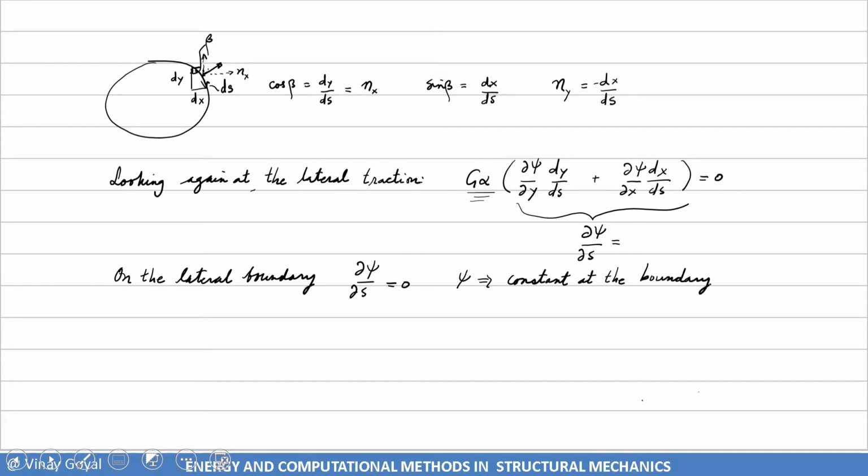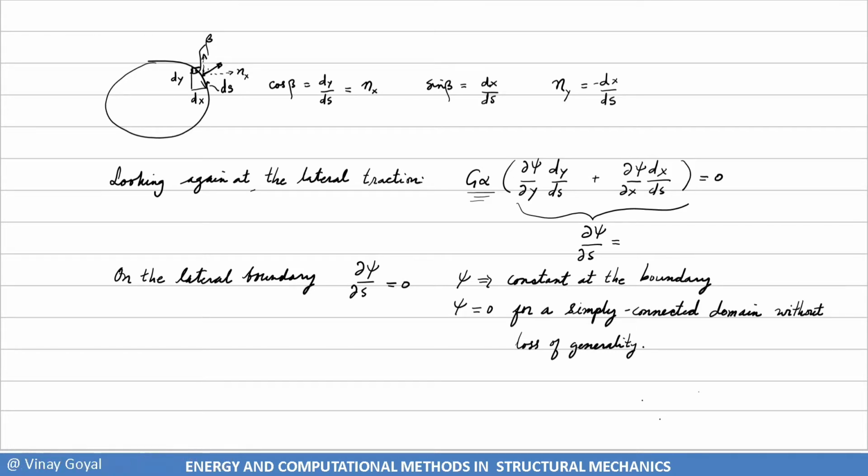So for a simply connected domain, typically, when you have this situation, there's no loss of generality in taking C equals 0. So we'll take C equals 0 for a simply connected domain, without loss of generality. That's the assumption we're making. Not an assumption, but it's actually a good assumption to make.